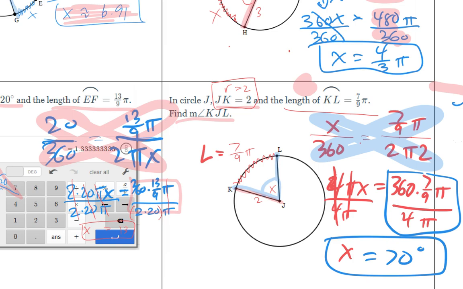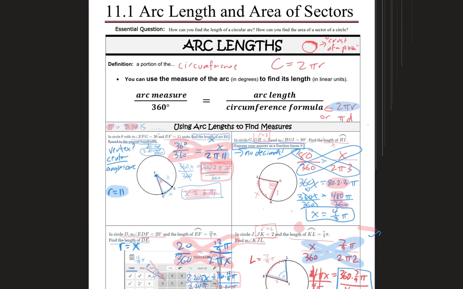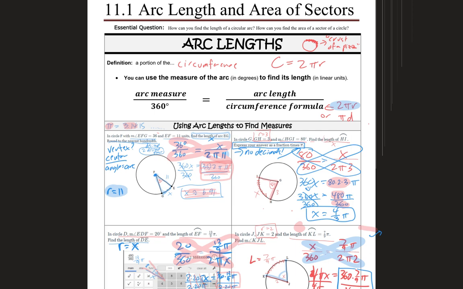All right, so that's it on that first page. This is how we find the arc length, so make sure that you do the practice right now in Delta Math before we move on to the next page.